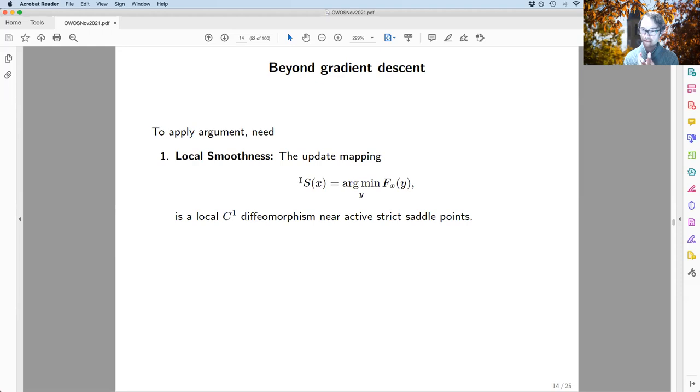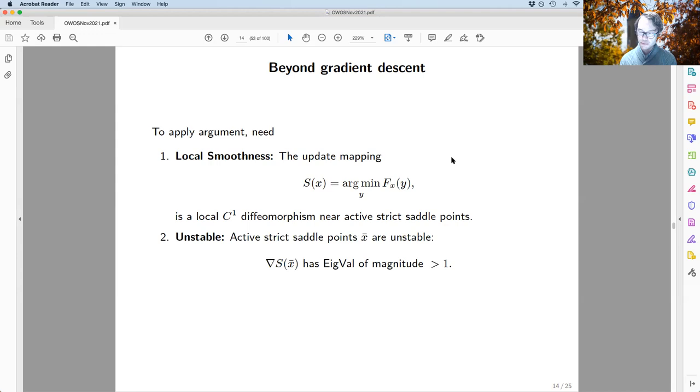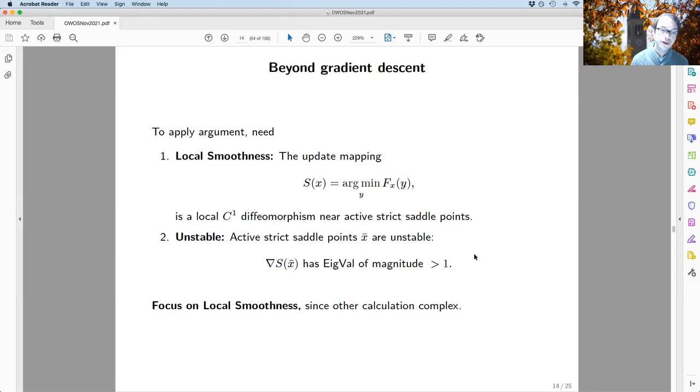In addition, we need to show that those active strict saddle points are actually unstable fixed points of this operator, meaning that the Jacobian of this operator has an eigenvalue of magnitude greater than one. Okay, so what we're going to do is focus solely on the first thing, local smoothness. The other calculation is a bit more involved and changes for every algorithm that you look at. But the smoothness calculation is not so difficult. So let's focus on that.